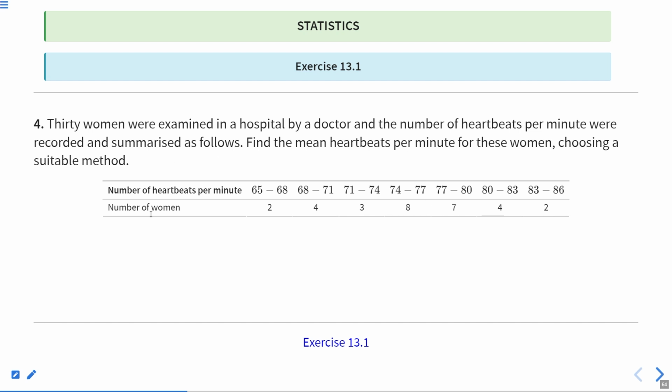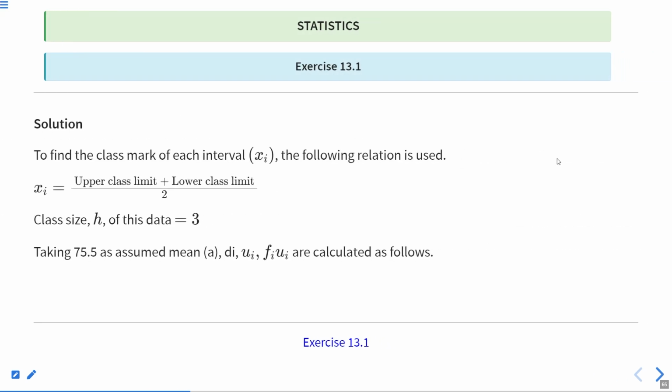Okay, so we have been given this table. By using this table, we have to find the mean heartbeats per minute for these women, choosing a suitable method. To find the class mark of each interval, the following relation is used: xi is equal to upper class limit plus lower class limit divided by 2. And class size h of this data is 3, and we take 75.5 as the assumed mean a.